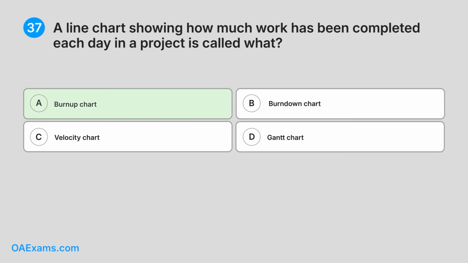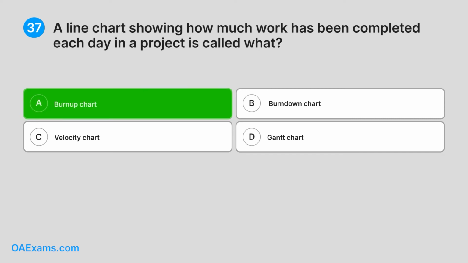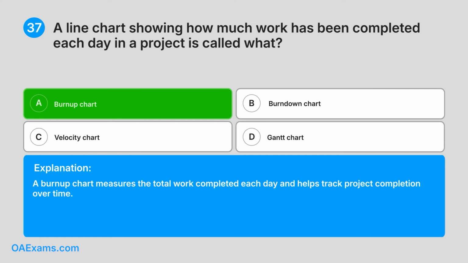Correct answer A. Burn-up chart. Explanation. A burn-up chart measures the total work completed each day and helps track project completion over time.